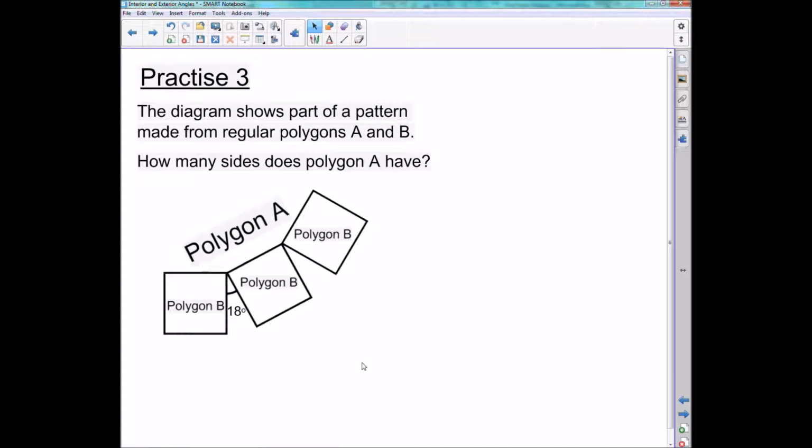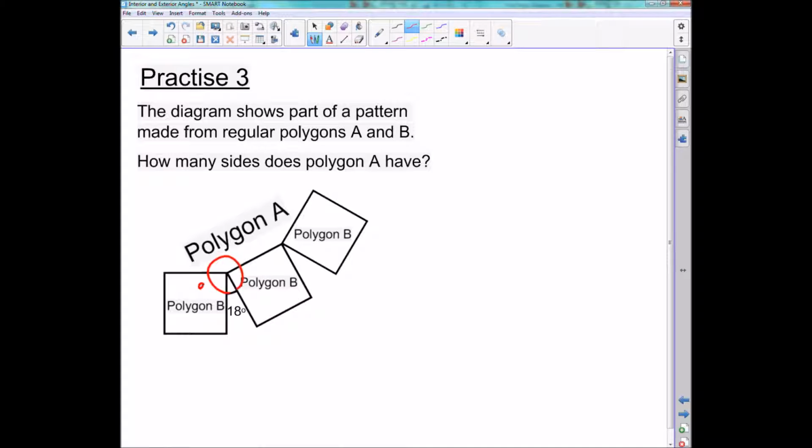Okay, so hopefully you've had a go at this. So first off, just reading the question, it says that I've got regular polygons A and B, so I know these are regular. Hopefully you spotted that polygon B is a square, so we know all the interior angles of that are 90 degrees. So I'm going to focus on this full turn in here, which I know is going to add up to 360 degrees.